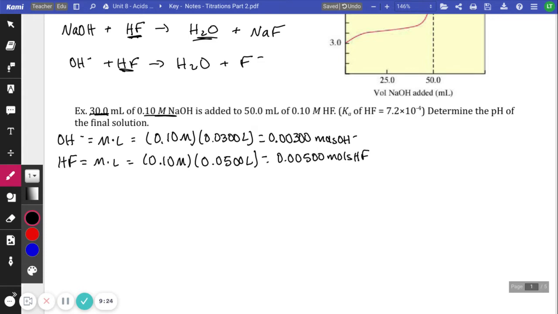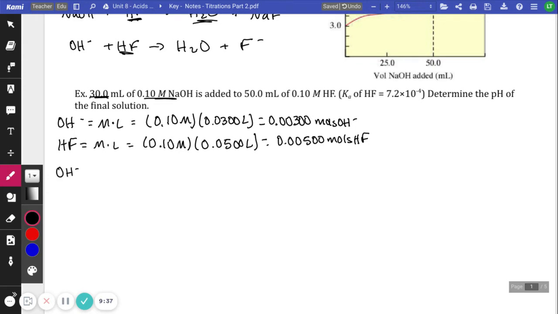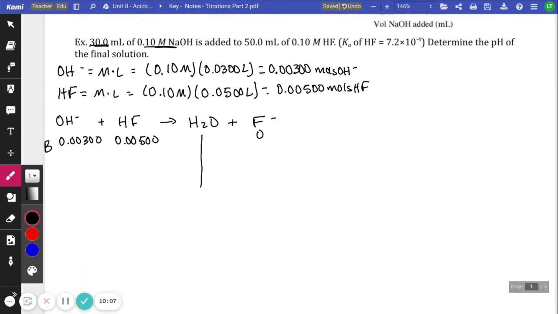We are not at our equivalence point. We don't have equal moles of hydroxide and hydrofluoric acid, so we are going to have to do a BCA table. Remember, it's very similar to a RICE table where we take our reaction: OH minus plus HF yields H2O plus F minus. Before, when we start our reaction, I have 0.003 moles of OH, and I have 0.005 moles of HF. It doesn't matter how much water I have, and I shouldn't have any fluoride ions. Now for my change, because these are reacting in a 1-to-1 ratio, I'm going to subtract by the smaller one, because the smaller one is going to be completely consumed. It's basically a limiting reactant problem. In this case, I have less OH, so I'm going to subtract by the amount of OH that I have here.